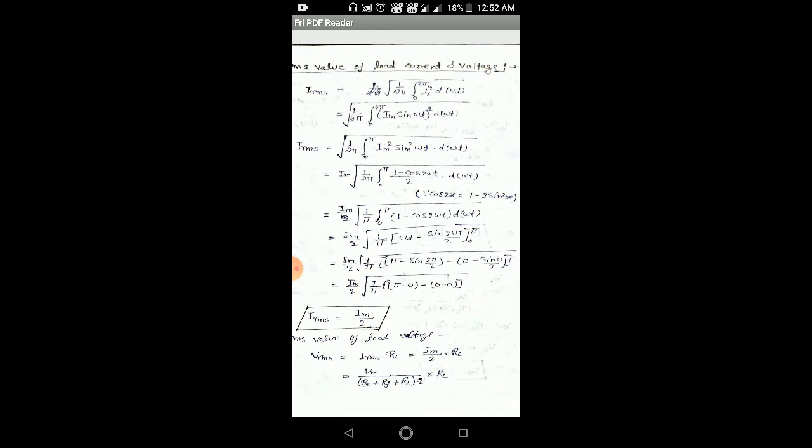Put the value of Im: Vm upon Rs plus Rf plus RL, into 2 into RL. Again here the value of RL is very much greater than Rs plus Rf, so we can neglect the value of Rs plus Rf. So we can write VRMS equal to Vm upon 2 RL into RL. RL cancels, so VRMS is equal to Vm upon 2. Here we can see VRMS is equal to Vm upon 2.